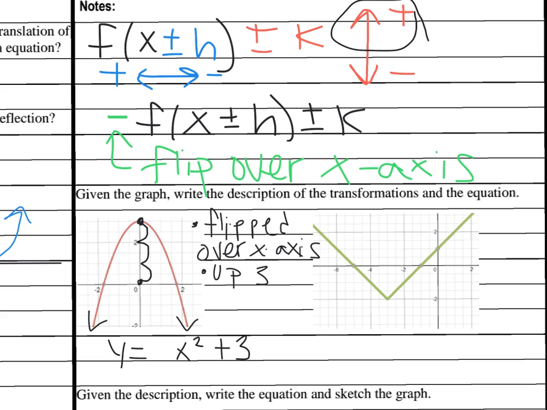Now the other thing that we wrote was that it was flipped over the x-axis. So to show that in our equation, we put a negative out front. And here's the equation that represents the graph that they gave us.